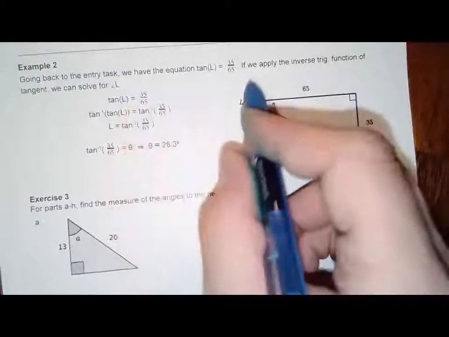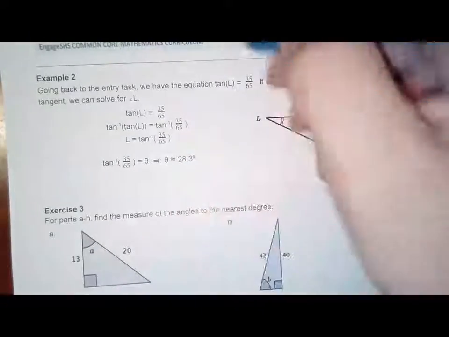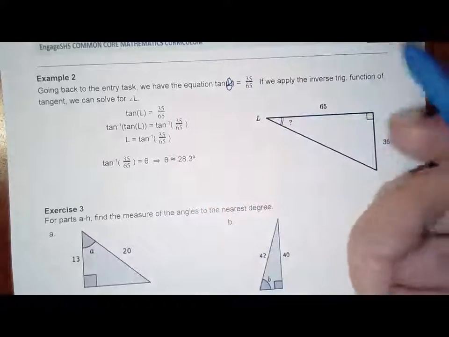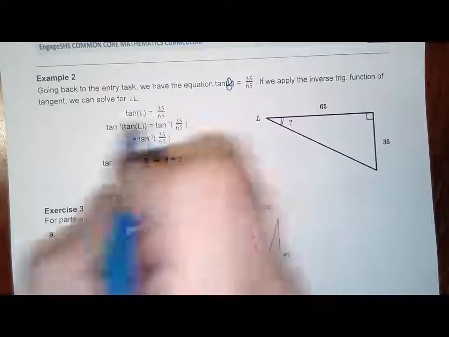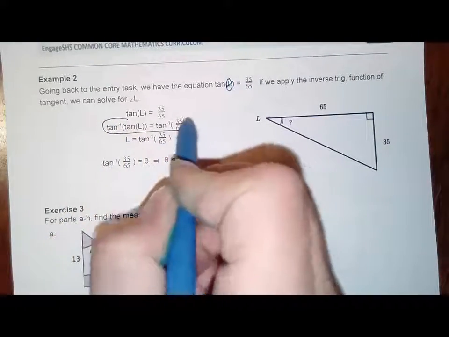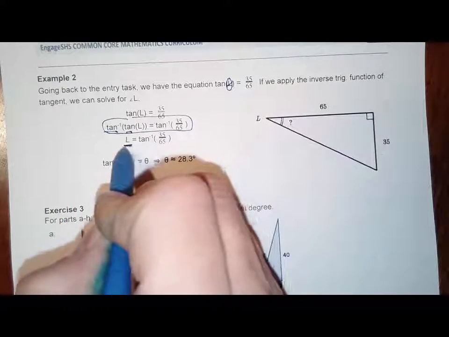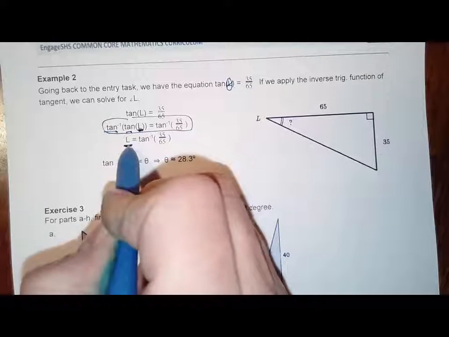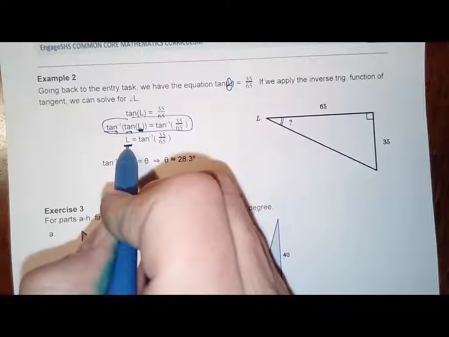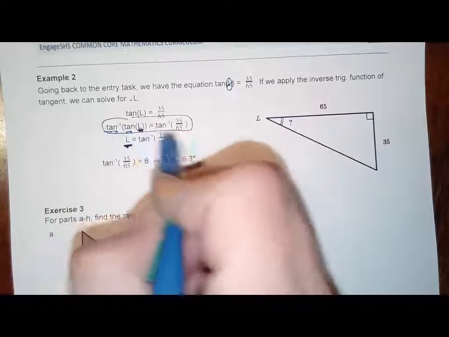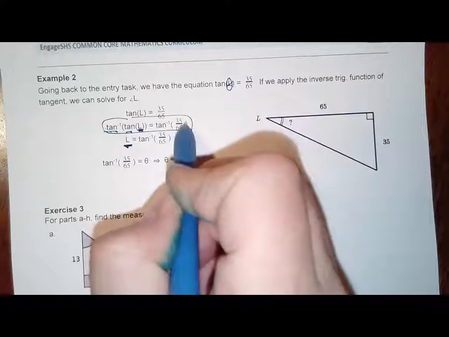Here in the entry task, we had come up with tangent, I guess we use theta, not L, tangent of theta equals 35 over 65. So notice what's happening right here. If you do tan inverse on tangent, they cancel, and what's left inside is all that remains. But if you do tan inverse to the left side of the equation, you've got to do tan inverse to the right side of the equation.